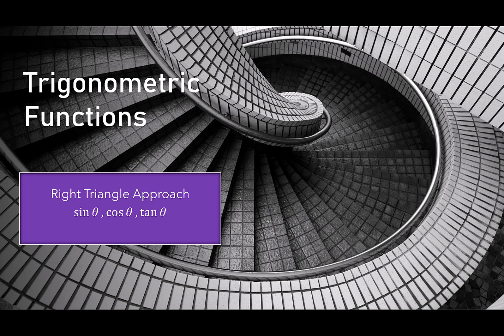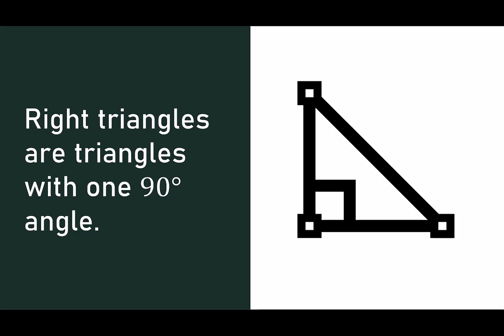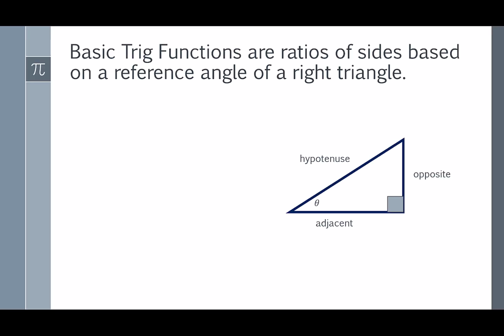Hi everybody, today we're going to start talking about trigonometric functions. We will look at this from a right triangle approach. We will cover sine theta, cosine theta, and tangent theta. As a quick reminder, right triangles are triangles with one 90-degree angle. Basic trig functions are ratios of sides based on a reference angle of a right triangle.